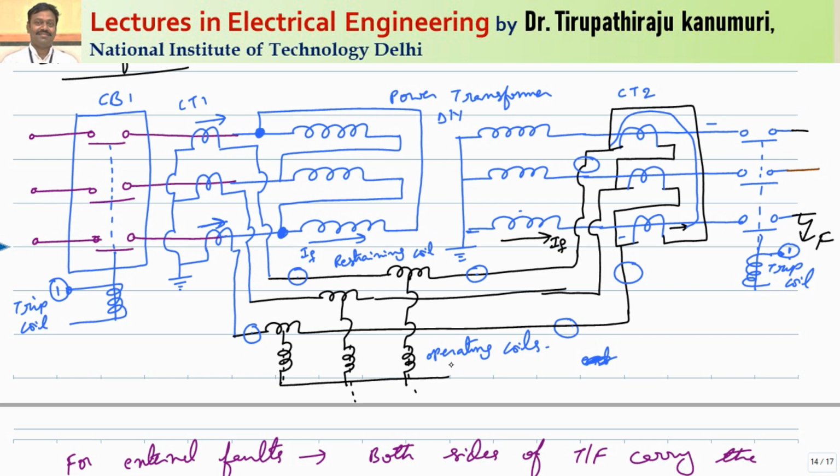Now coming to the charging current. At the time of switching on, the charging current will pass. Because the charging current will pass only in the primary of the transformer and not in the secondary, and that too it is a huge value, your relays will trip.